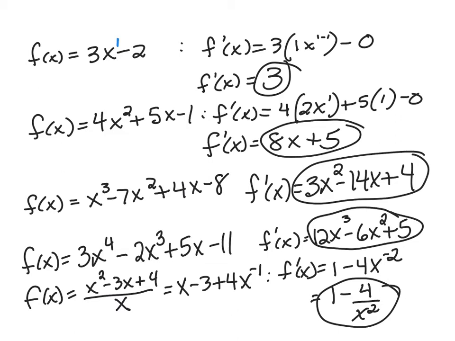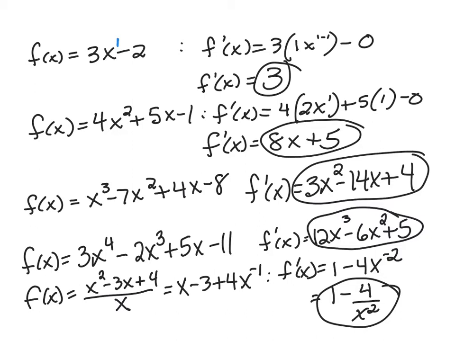You always reduce by 1. Now this gives me x to the 0, right? X to the 0, anything to the 0 power, is 1. So the only thing that survives is that 3. Notice that it was just the coefficient of x to the 1.